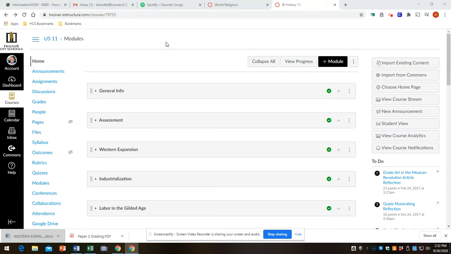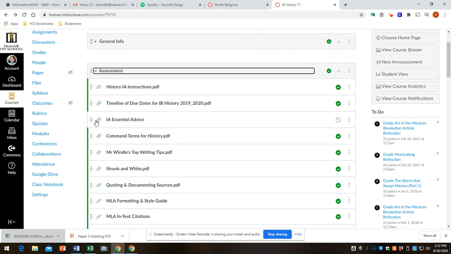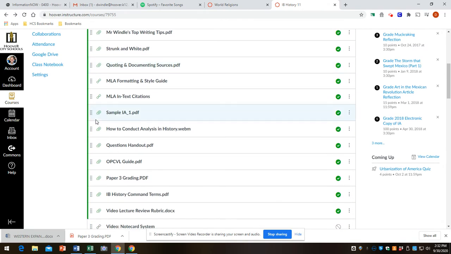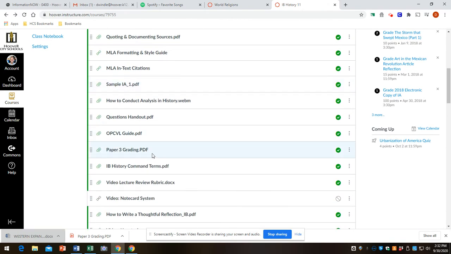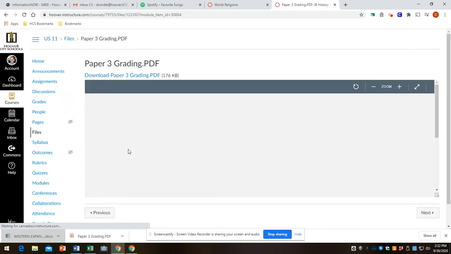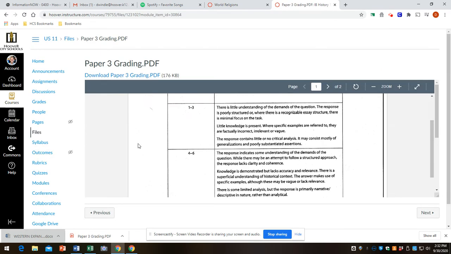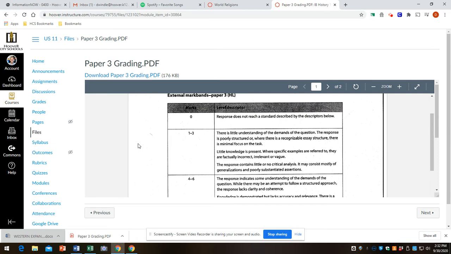All right, I want to take just a minute to explain how I grade your test. If you'll notice at the assessment folder, it's right below the first folder, second module rather, called assessment, and it's got a bunch of stuff in it that's very useful that you'll all look at eventually. But down here you see something called Paper 3 grading. All the test questions I give on my test are old Paper 3 questions. Paper 3 is one of the 3 tests you'll take at the end of your senior year.